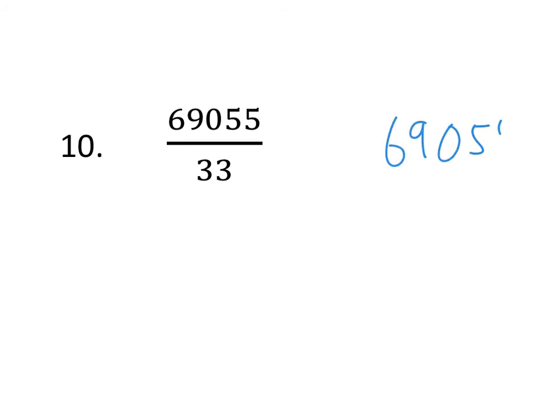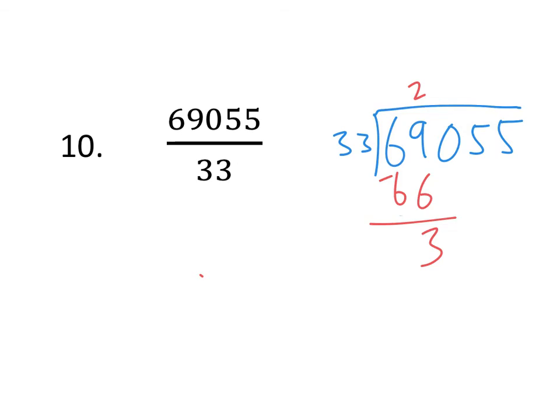Last one. How many times does 33 go into 69? Well, 3 times is too much; 3 times 33 is 99. So 2 times. 2 times 33 is 66. And we subtract and we get 3.